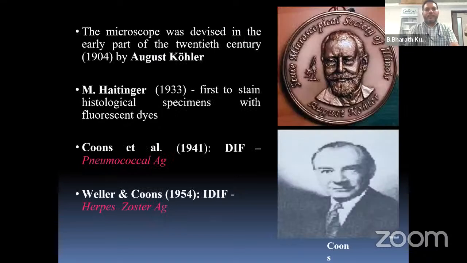The fluorescence microscope was devised in the early part of the 20th century, in 1904, by August Köhler. Hittinger, in 1933, was the first to stain a histological specimen with a fluorescent dye. Coons et al., through direct immunofluorescence, stained the pneumococcal antigen. And Wheeler and Kohn, in 1954, used indirect immunofluorescence and stained herpes zoster antigen.